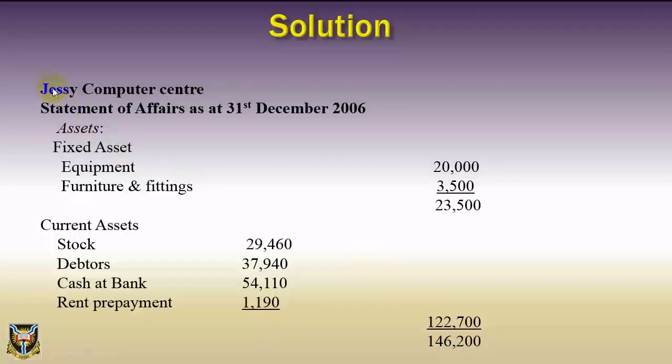Solution. Jesse Computer Center. Statement of affairs as at 31st December 2006. Assets. Fixed assets. Equipment, 20,000. Furniture and fittings, 3,500. Making 23,500. Current assets. Stock, 29,460. Debtors, 37,940. Cash at bank, 54,110. Rent prepayment, 1,190.